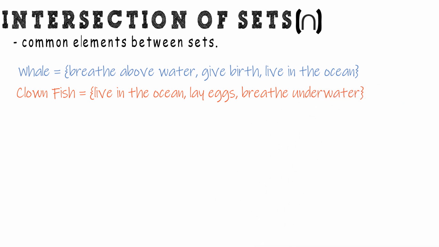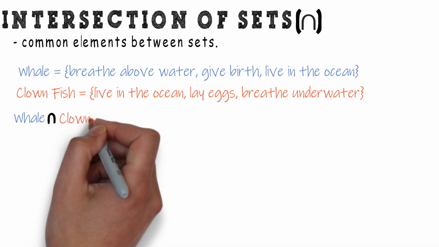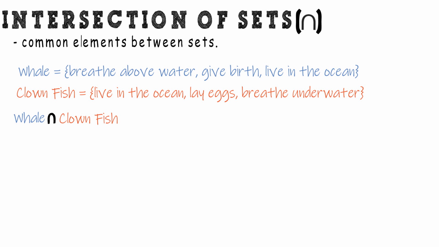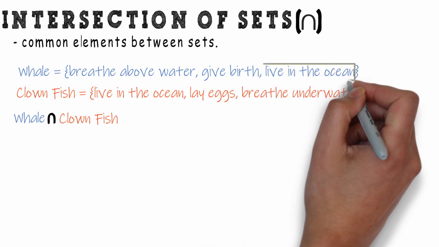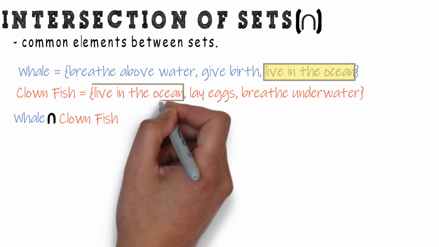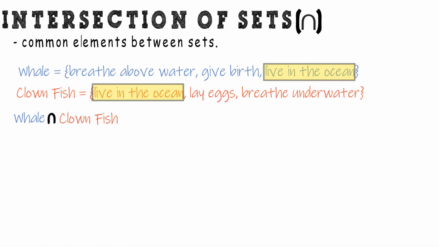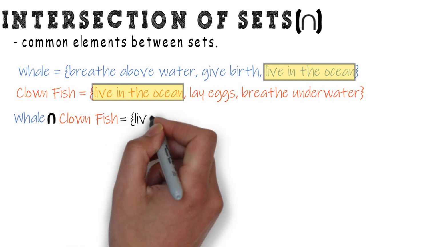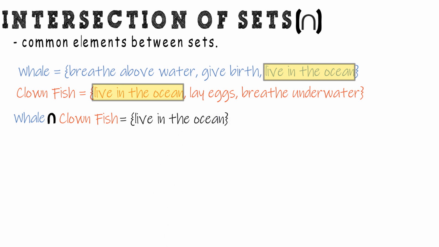Now, let's have the set of whale, then the intersection symbol, and then clownfish. This is read as the intersection of whale and clownfish. So what would we do? We would look into the different elements and find what is common between them. In this case, we can see that the common element is live in the ocean. Therefore, the intersection of whale and clownfish is live in the ocean.